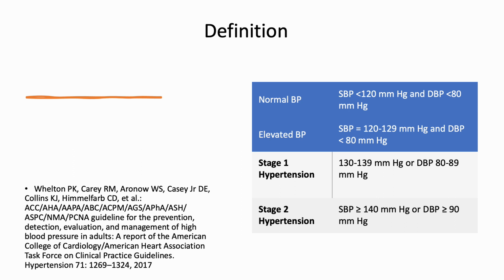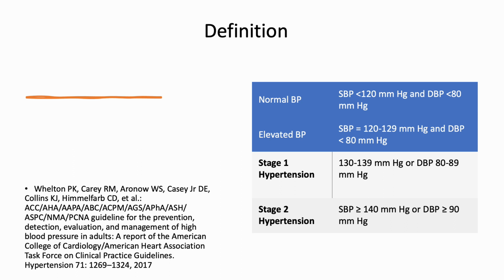Now, notice that we don't have a lower number, so less than 120. Is 80 okay? No, it's not okay. But really, some people have blood pressure of 90 over 60 all their lives, and they're fine with it. So this is more like the upper range of normal. We don't quite know what the lower range of normal is.